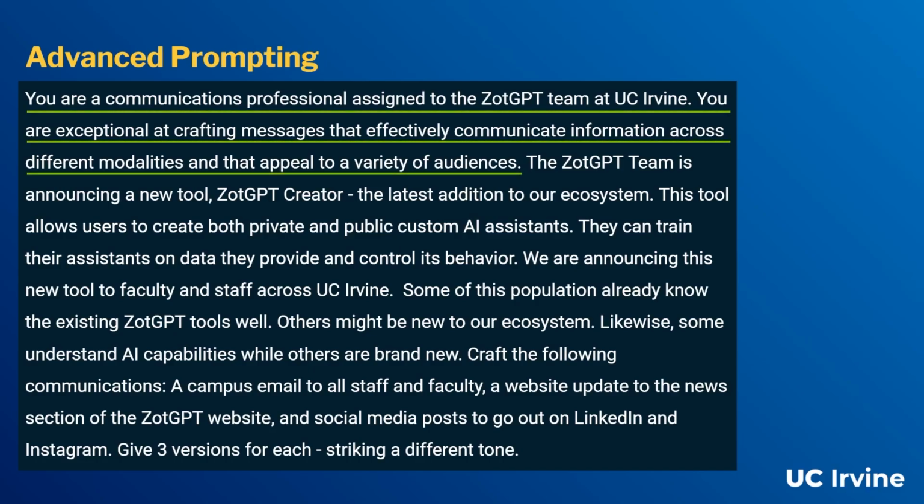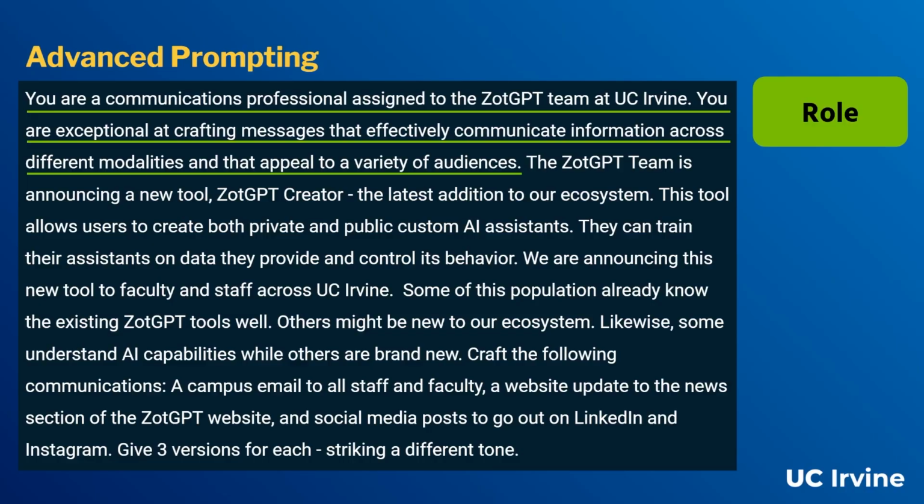It says, you are a communications professional assigned to the ZotGPT team at UC Irvine. You are exceptional at crafting messages that effectively communicate information across different modalities and that appeal to a variety of audiences. Now, this first portion of the prompt is where we are establishing a role.